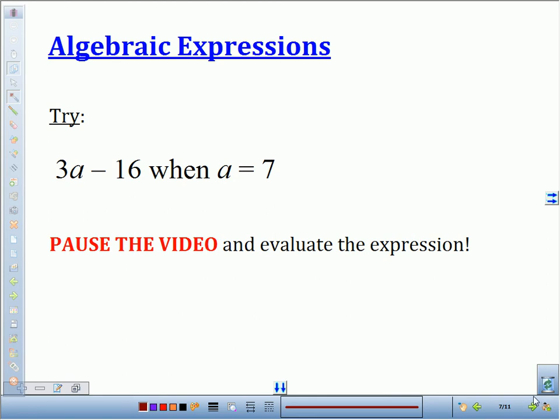I want you to give this problem a shot. I want you to pause the video, try to answer this question. In just a moment, I'll put up the answers so that you can look at it, and then you can see how you did. If you had any problems with it, or if you didn't get the answer that I got, feel free to hold on to it and ask me about it in class or in tutorials.